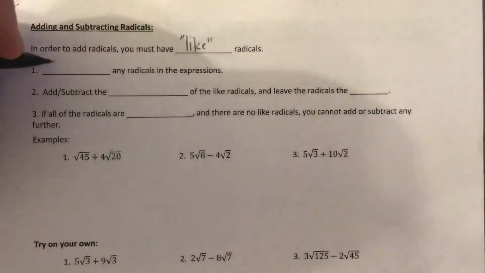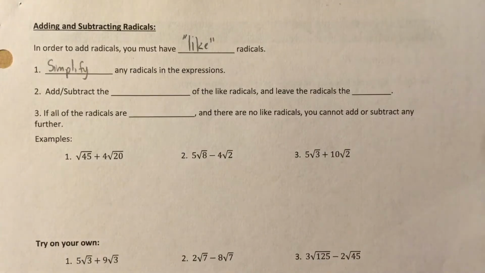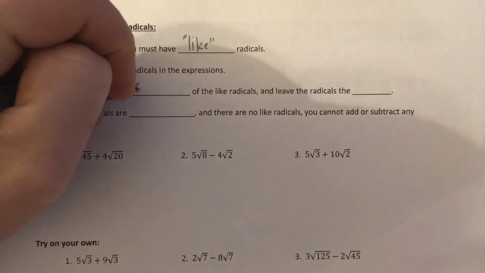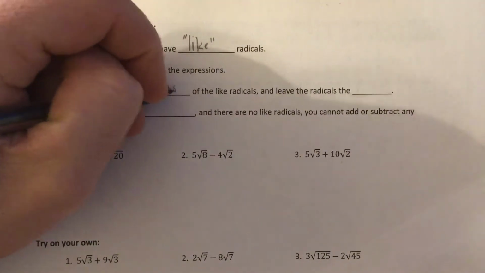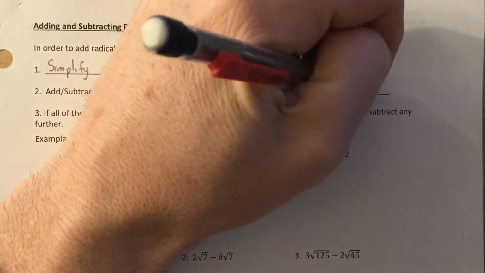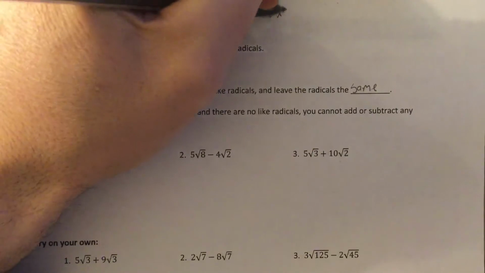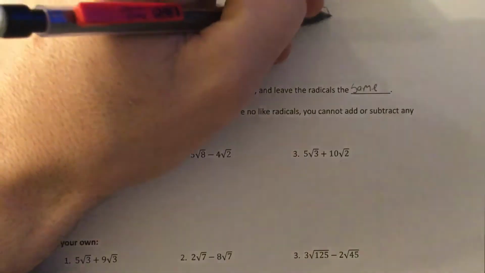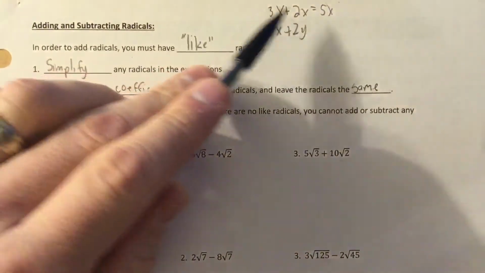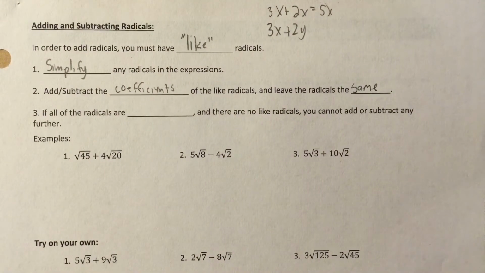So the first thing you're going to do is simplify any radicals in the expression. Once you do that, you add or subtract the coefficients of the like radicals and leave the radicals the same. Kind of like terms, you can add 3x plus 2x and get 5x, but you cannot add 3x plus 2y. 3x and 2x are like terms, 3x and 2y are not like terms. So therefore, we're looking for like radicals.